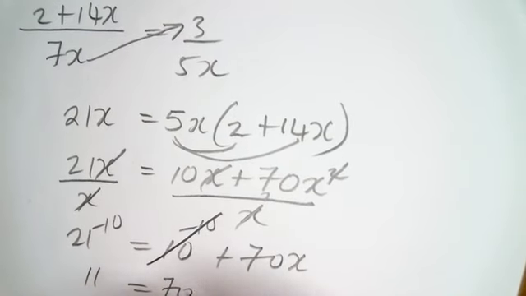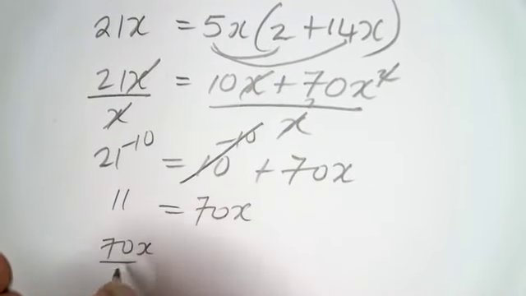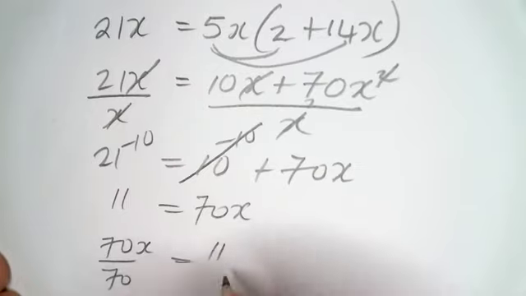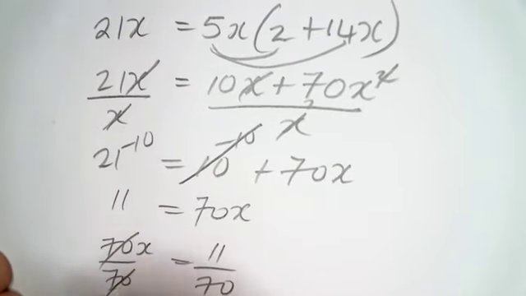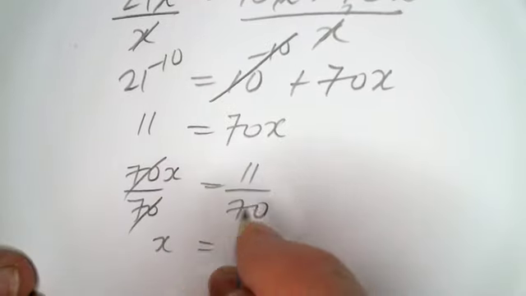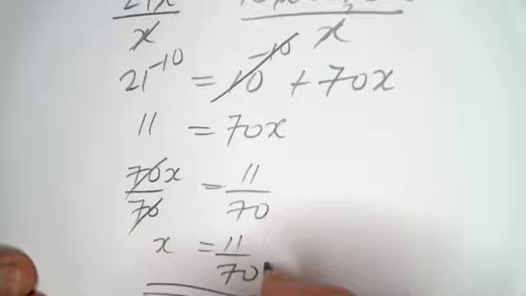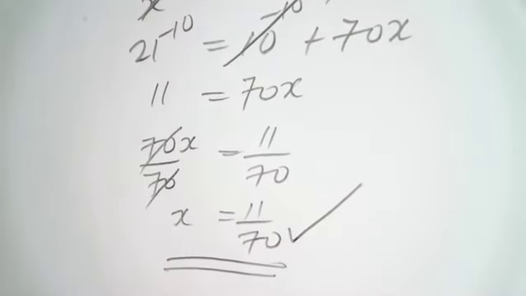So I've got 70x is equal to 11, which means that I divide both sides by 70. Here we go, 11 divided by 70. 70 divided by 7 is 1. x is left, and I'm left with 11 over 70. And there is an alternative approach to doing question 16.